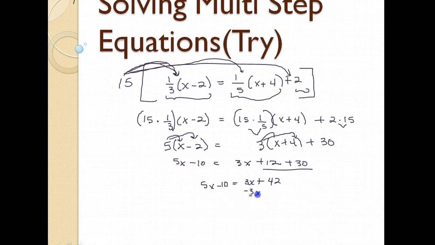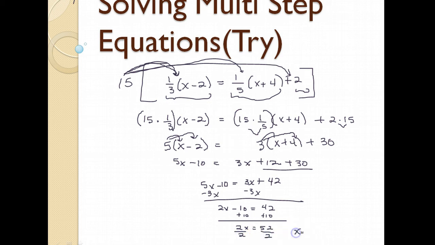I'm going to subtract 3x on both sides. So this is 2x minus 10 equals 42. Add 10 to both sides. 2x equals 52. Divide both sides by 2. So your variable equals 26. There you go.